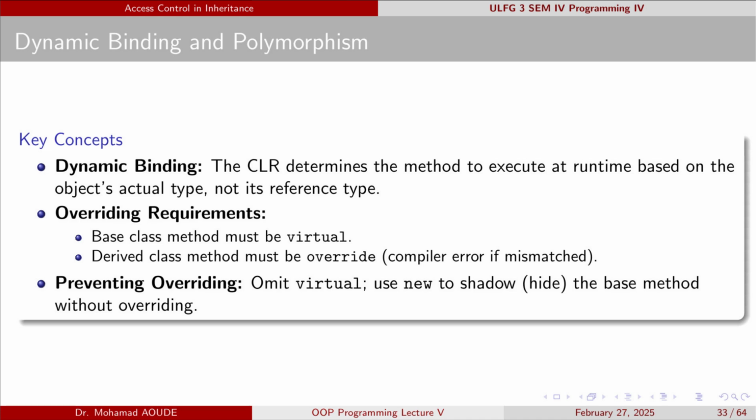Dynamic binding means that the decision of which method to run happens at runtime based on the actual object type, not the variable type. For this to work, the base method must be virtual. The derived method must be override. This lets us write flexible, generic code that still respects specific behaviors at runtime. It's how polymorphism becomes real, late binding in action.